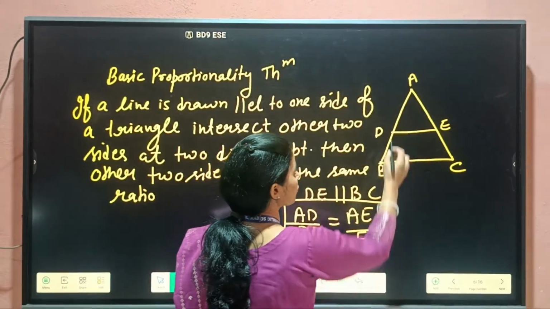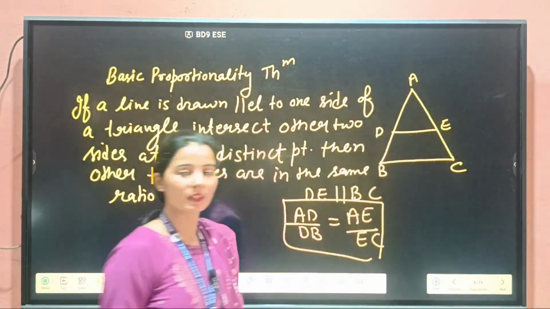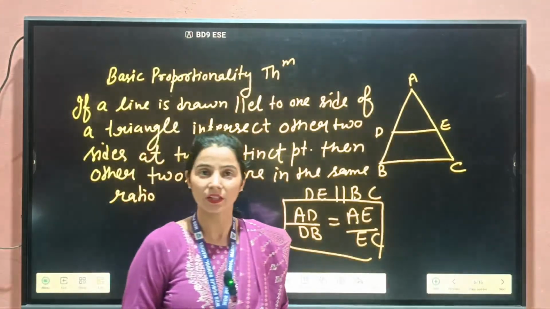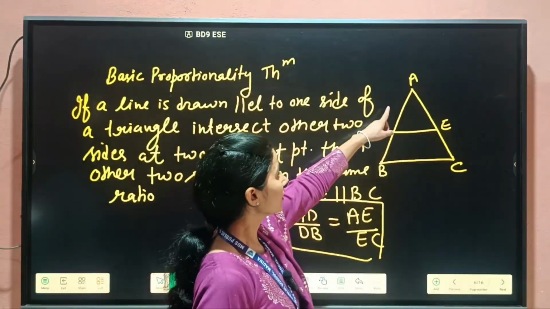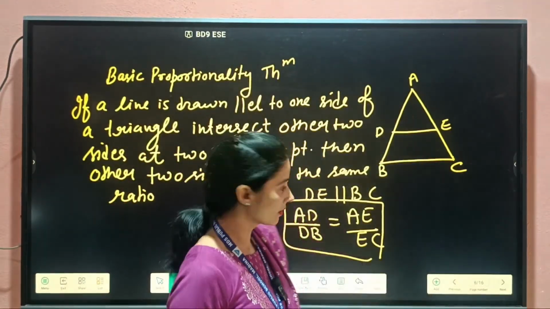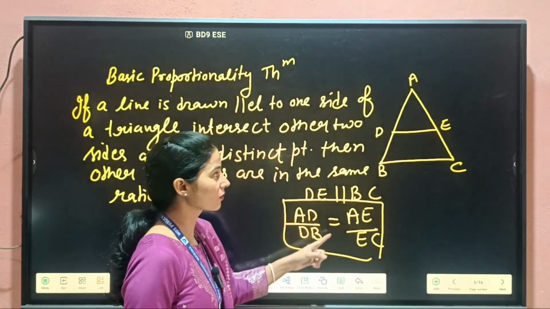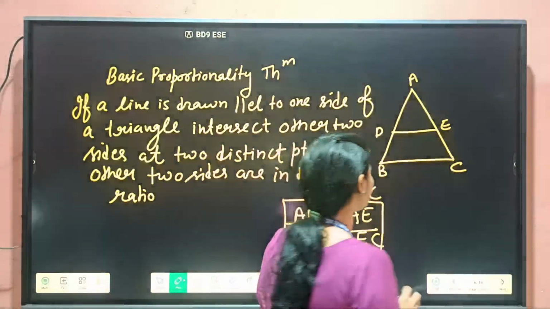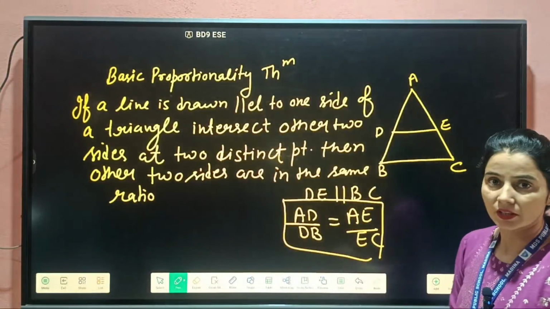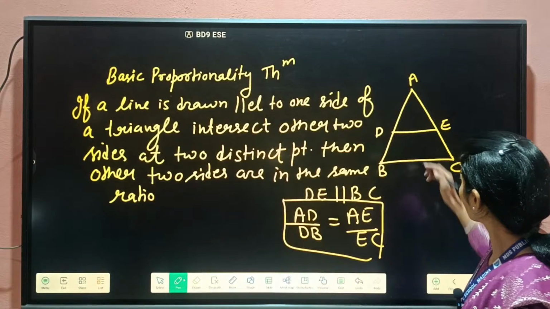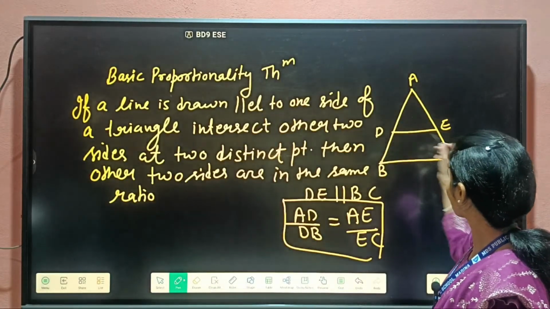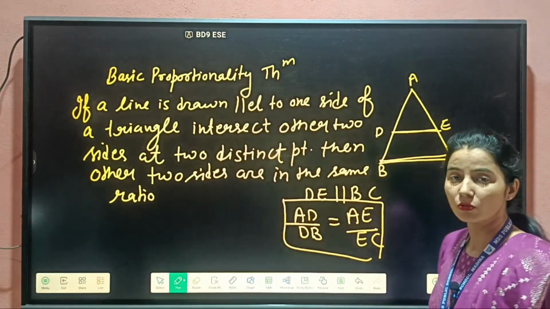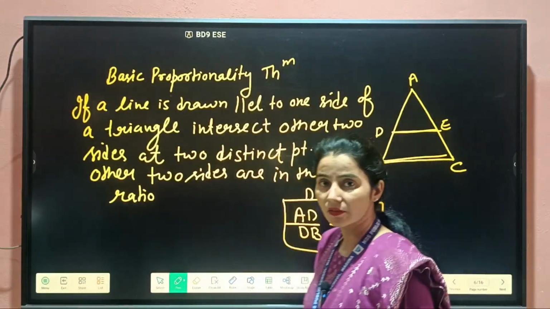If a line is drawn parallel to one side of a triangle intersecting other two sides at two distinct points, then other two sides are divided in the same ratio. That is AD by DB is equal to AE by EC. This is basic proportionality theorem. And what is its converse? Its converse is if other two sides are divided in the same ratio, then this DE will be parallel to BC. This is its converse.